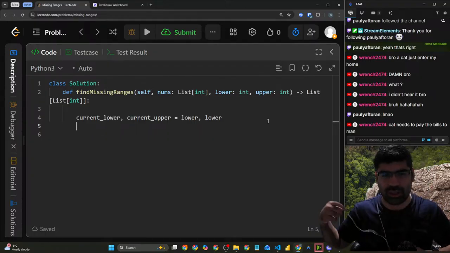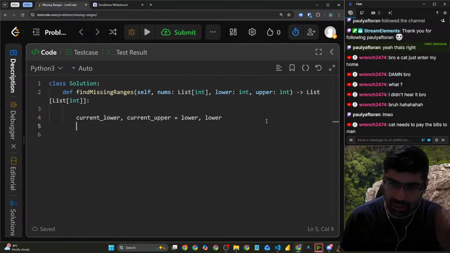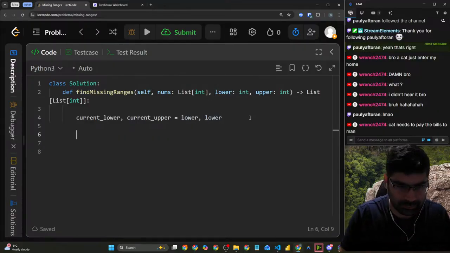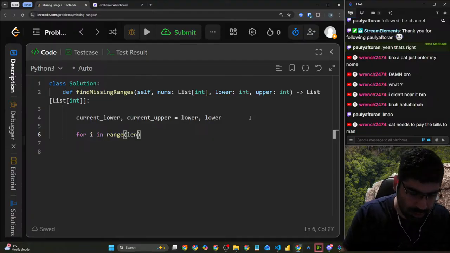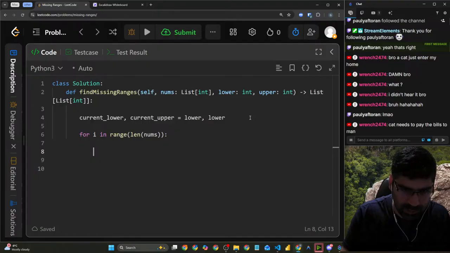So current lower and current upper, we have lower and lower. For num in nums, or i in range length of nums. This would be better because if you want to check the next one.